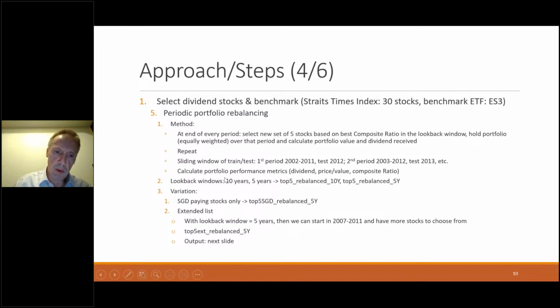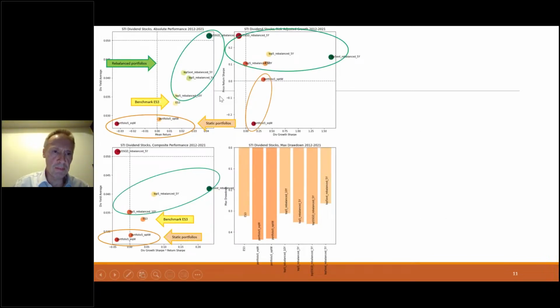I chose different look back windows, looking back 10 years and looking back 5 years. Made some other variations, like if I only look at Singapore dollar paying stocks to exclude any FX risk. And the results start to look more promising.